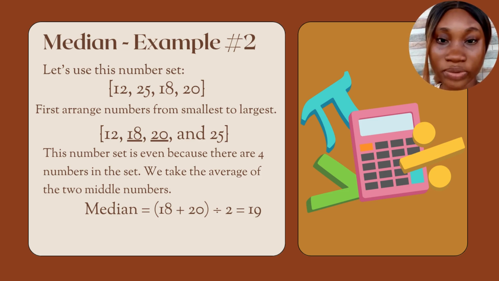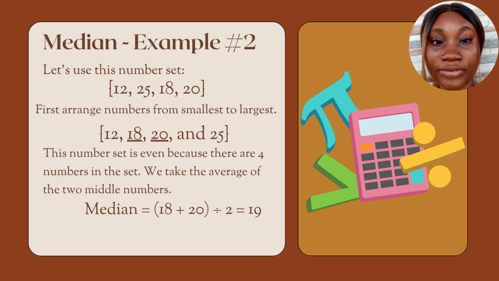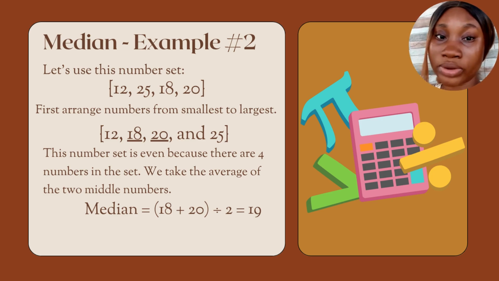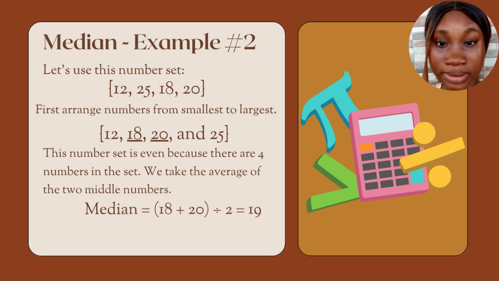I have four numbers, and those four numbers are 12, 25, 18, and 20. So what do I do? I arrange it from the smallest number to the biggest number. So that is 12, 18, 20, and 25. So I've arranged that. And now I look for the numbers in the middle. We have two numbers in the middle, and those two numbers are 18 and 20.